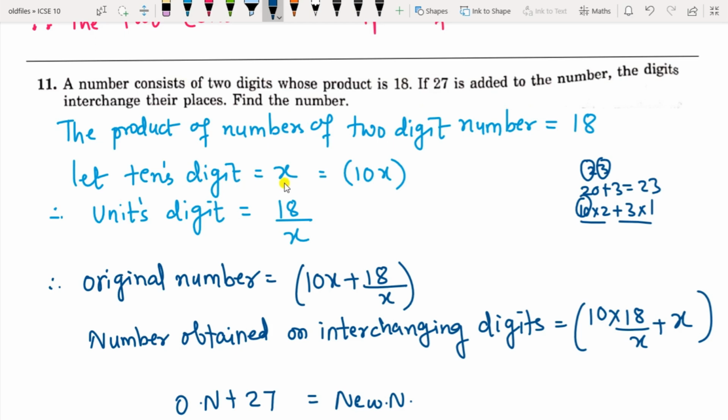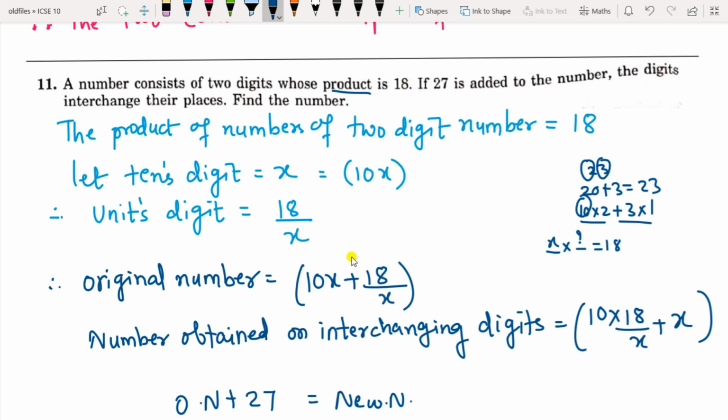Let the tens digit be x, so that part of the number will be 10x. And the unit digit will be 18 by x. Why is it 18 by x? Because the product has been given as 18. If the multiplication of two numbers is 18 and one of the numbers is x, then the other number will be 18 by x. Therefore the original number is 10x plus 18 by x.